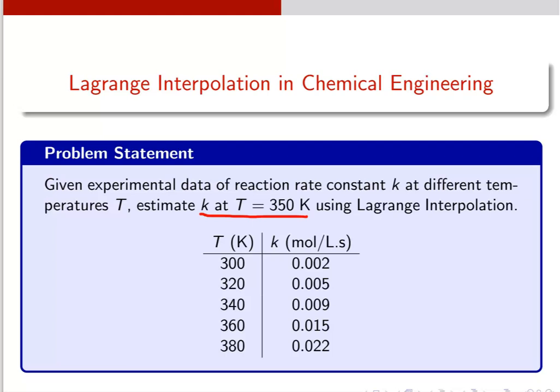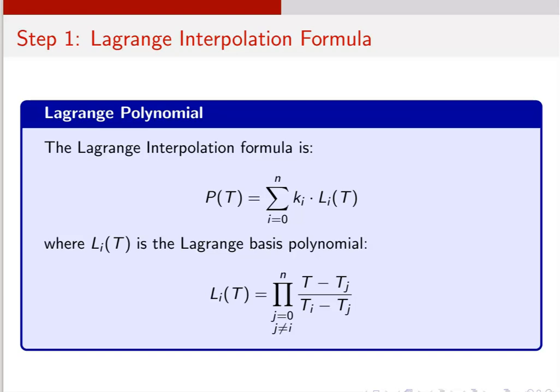Now first we have to learn what the Lagrange interpolation formula is. The Lagrange interpolation formula is P of T, the polynomial of T, equal to the summation for i from 0 to n of Ki times Li of T. This Li is the Lagrange coefficient, which can be calculated using this formula: the product over j from 0 to n, j not equal to i, of (T minus Tj) divided by (Ti minus Tj). I'll show you how we will calculate the Lagrange coefficient.